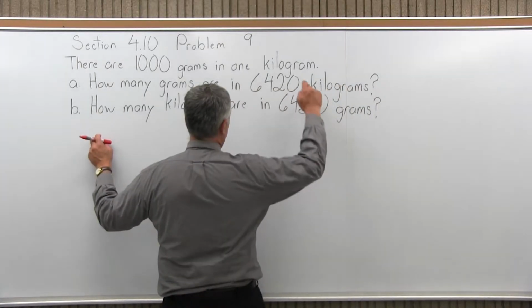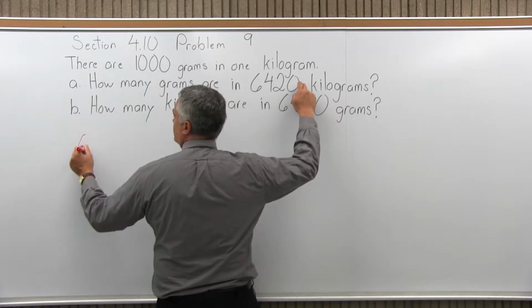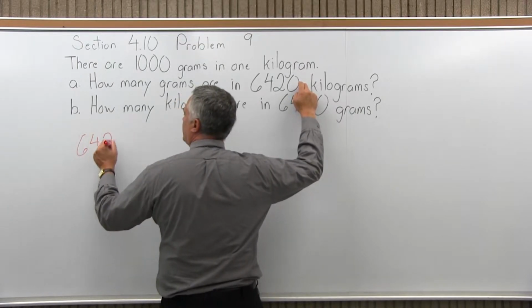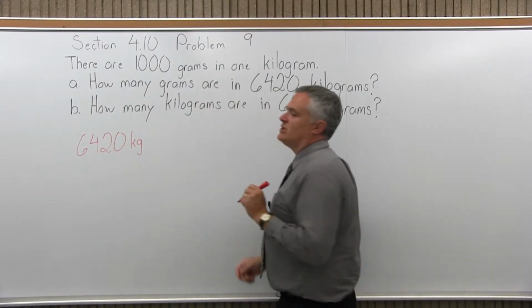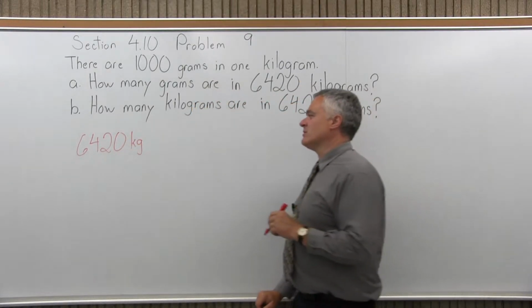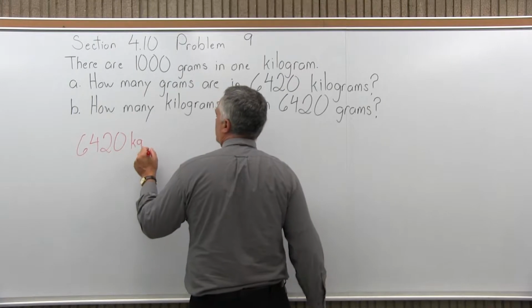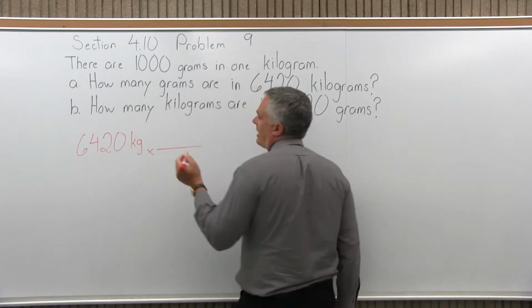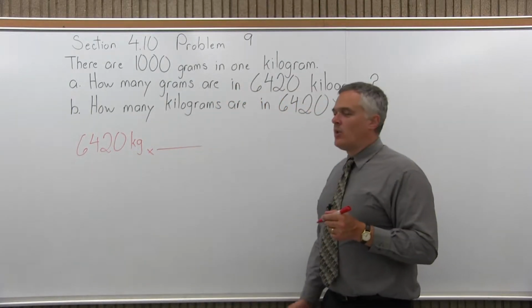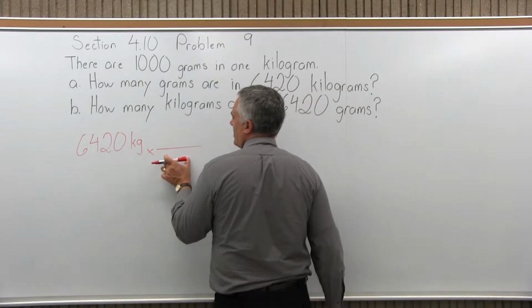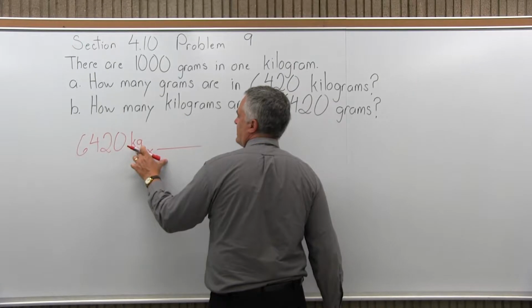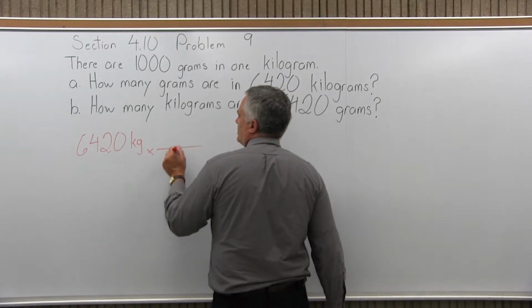What you want to do is start with a given amount, 6,420 kilograms, and I will abbreviate kilograms with kg. That's the standard abbreviation for kilograms. I want to convert that to grams, so I'm going to multiply it by essentially an unusual number 1. Same quantity in the numerator and denominator. I just have to make sure I put the amount in the denominator that will cancel the units that I want to cancel. So in the denominator, I'll put 1 kilogram.